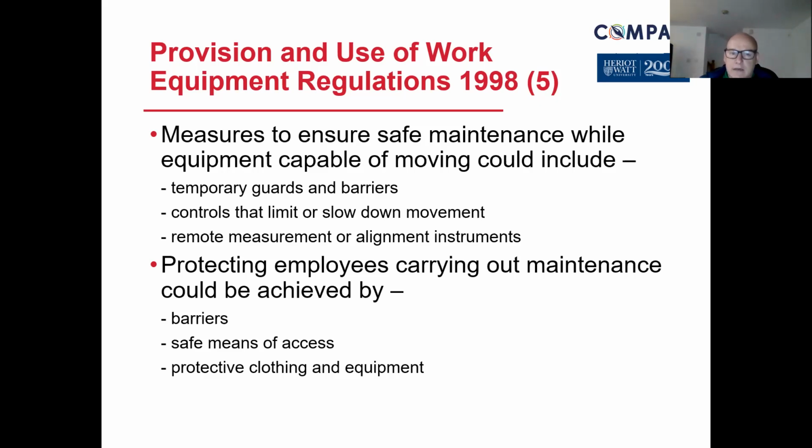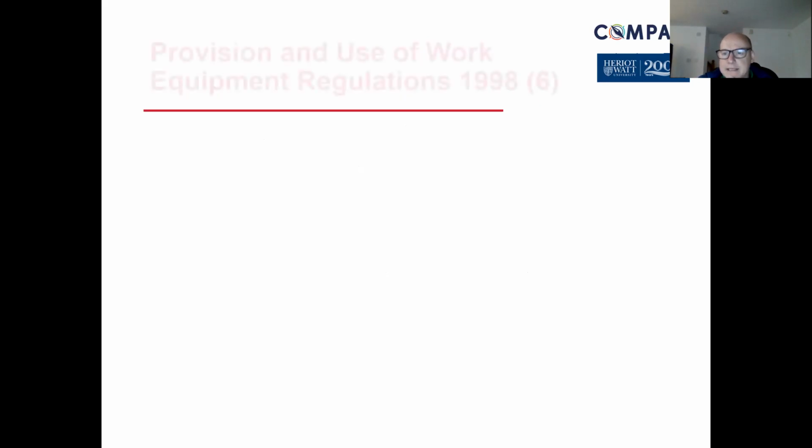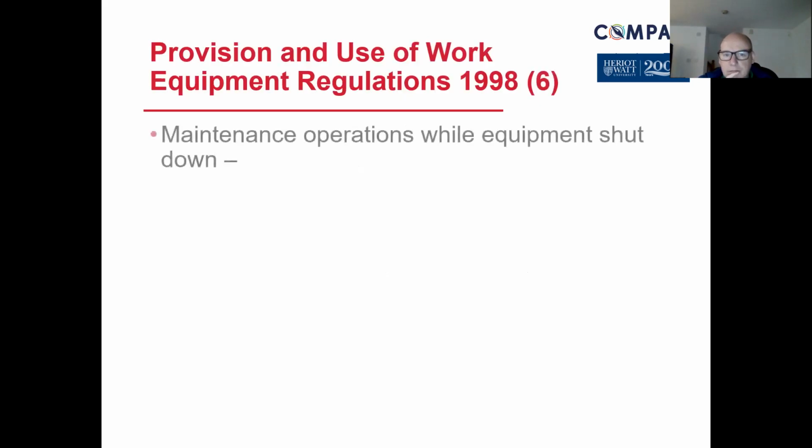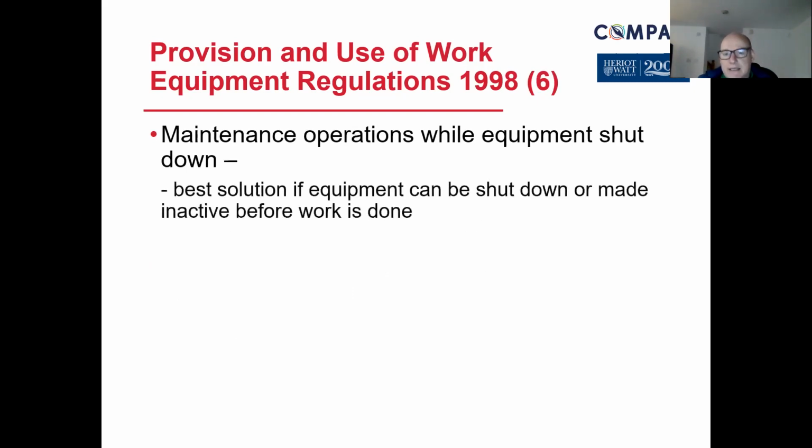And then, as is the case in most situations, PPE and other equipment that protects the individuals as well. And then with maintenance operations while equipment is shut down, sometimes you can do that and you can de-energize it and it'll still be in a fail-to-safe mode, but it's not always the case. So the best solution, if equipment can be shut down, is to shut it down or make it inactive before the work is done. And in the back of my head, I always think of the time when there was a jam inside.